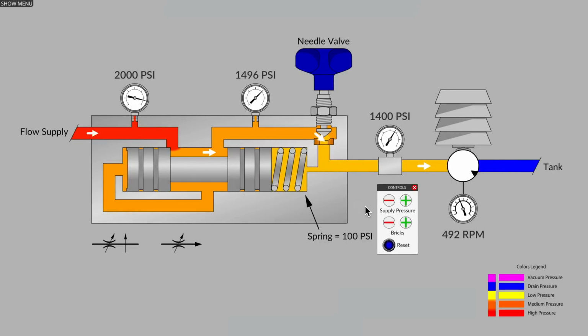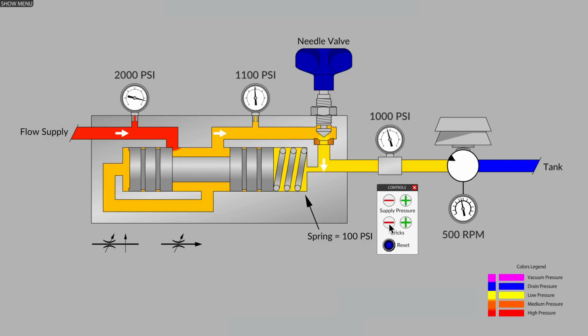Let's take some bricks off the stack and see what happens. I'm down to 1200 on the brick stacker, and we see pretty close to 1300 preceding the needle valve. I'm down to 1000 on the brick stacker, and we see 1100 preceding the needle valve. We'll drop to 800 on the brick stacker, and we see 900 preceding the needle valve.